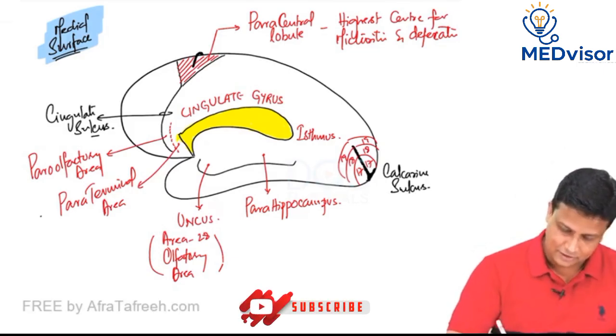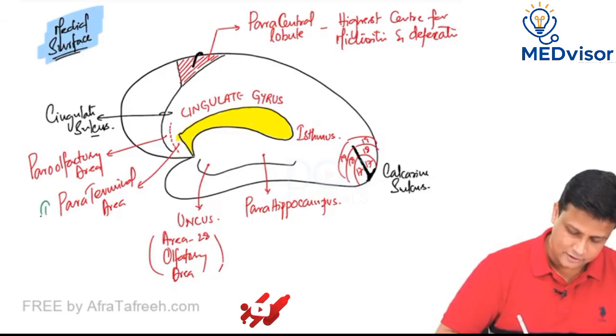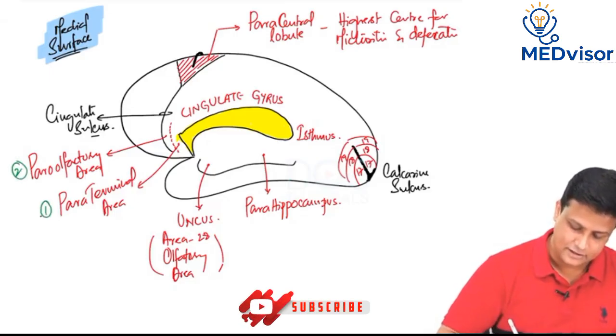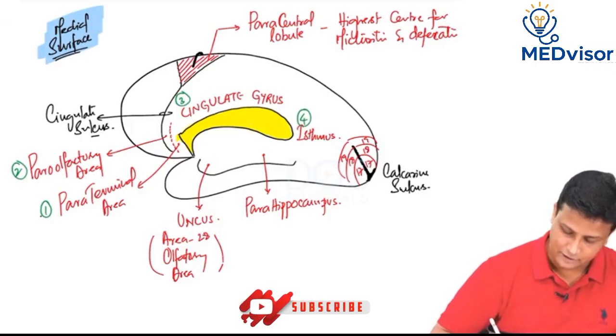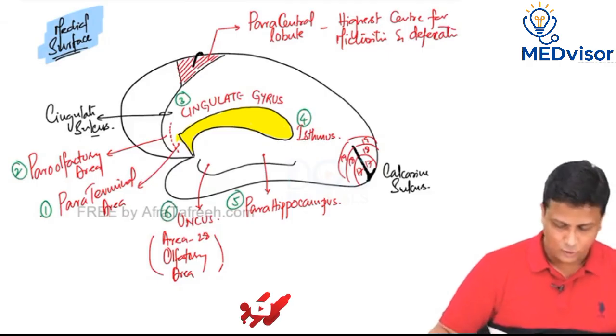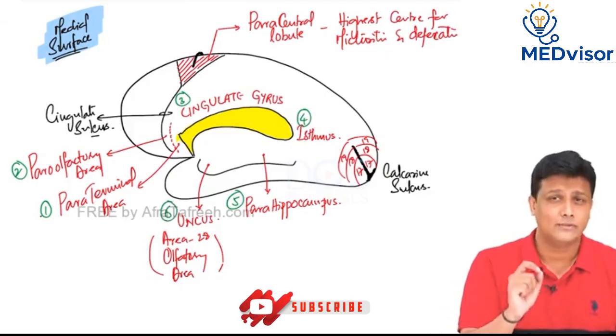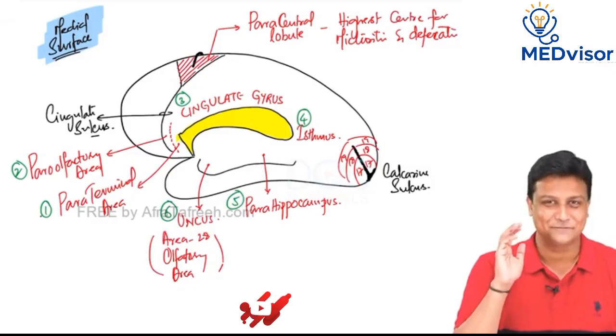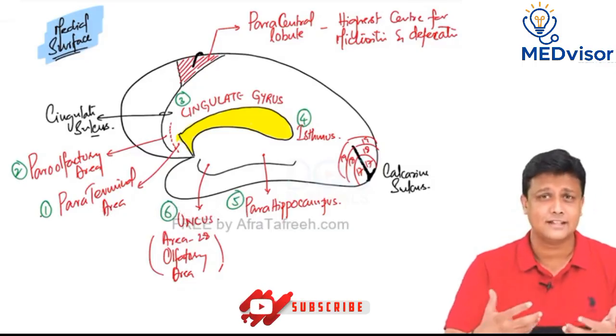So let me just name them here or number them over here. So number 1, the para-terminal gyrus. Number 2, the para-olfactory gyrus. And number 3, the cingulate gyrus. Number 4, isthmus. Number 5, parahippocampal gyrus. And number 6, uncus. So all right from 1 to 6, whatever I have numbered here, all of them are actually the components of the limbic system, guys. That makes the things easier for us.